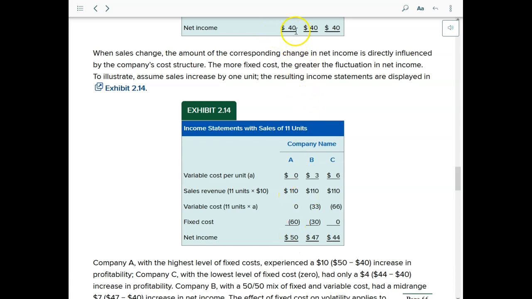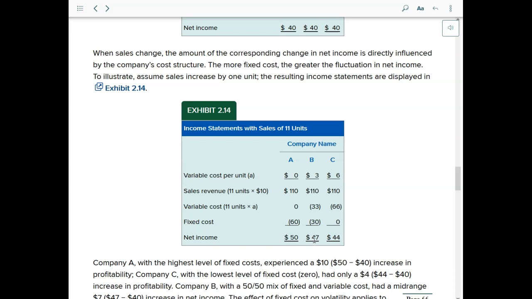Look up here. This is the same set. This is A up here. When we sold 10 units, $40 was the net income. Here, you sell one more unit, it all goes to the bottom line. We don't have any variable cost. For B, remember we had $3 per variable cost. So one more unit, revenue is still the same for all these companies. But the variable cost increase, $3 compared to before. Fixed costs stay the same, and we have $47. We did have 40, we only have 47. We had some variable costs we had to cover, and that came out of the sales and hit the bottom line.